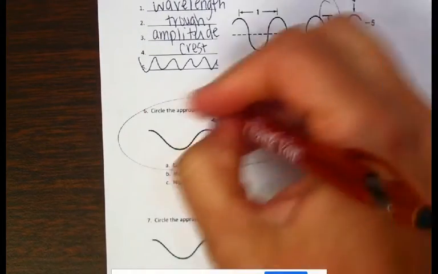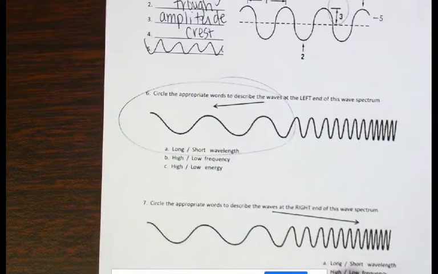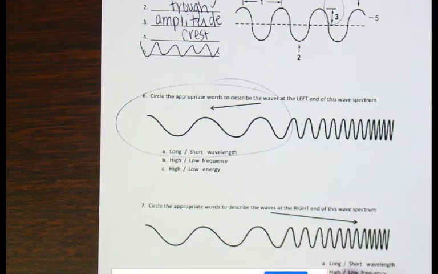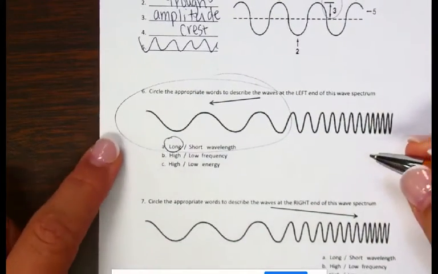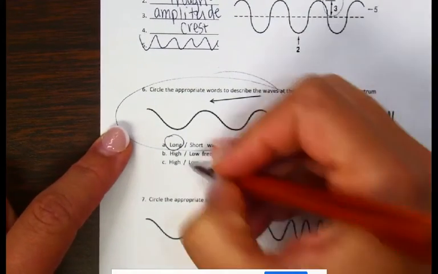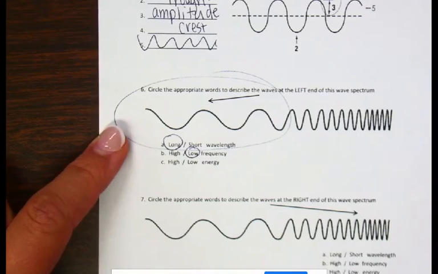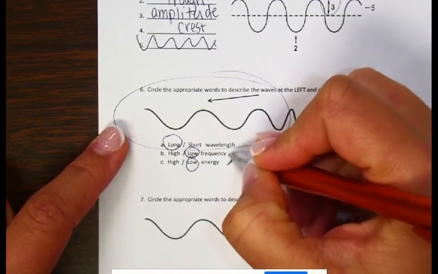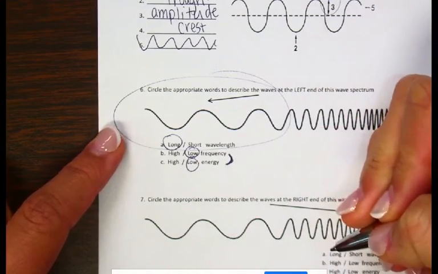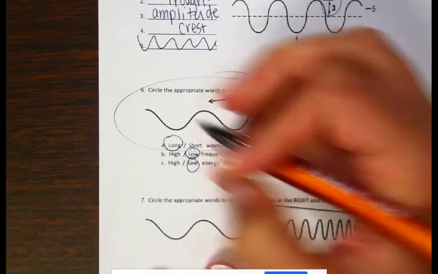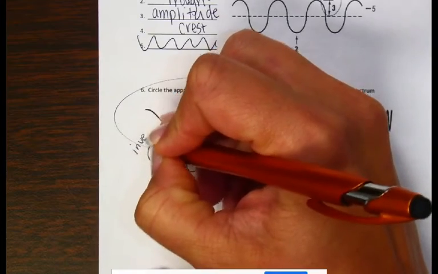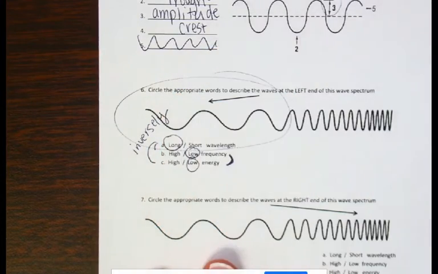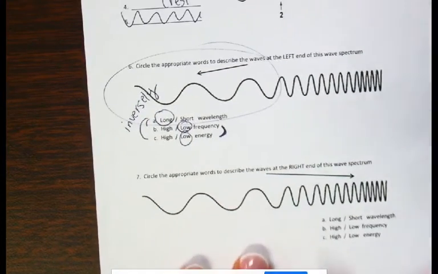So we're looking at only this section of the wave, right? So what did you say for long or short wavelength? Long, good. And high or low frequency? Low. High or low energy? So just a reminder, frequency and energy are directly proportional, directly related. Wavelength with any of the other ones is inversely related. Okay? Inverse.